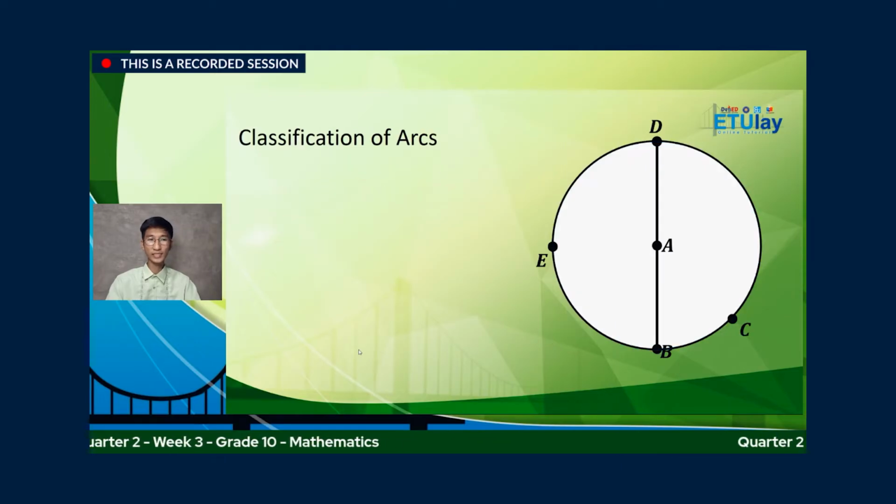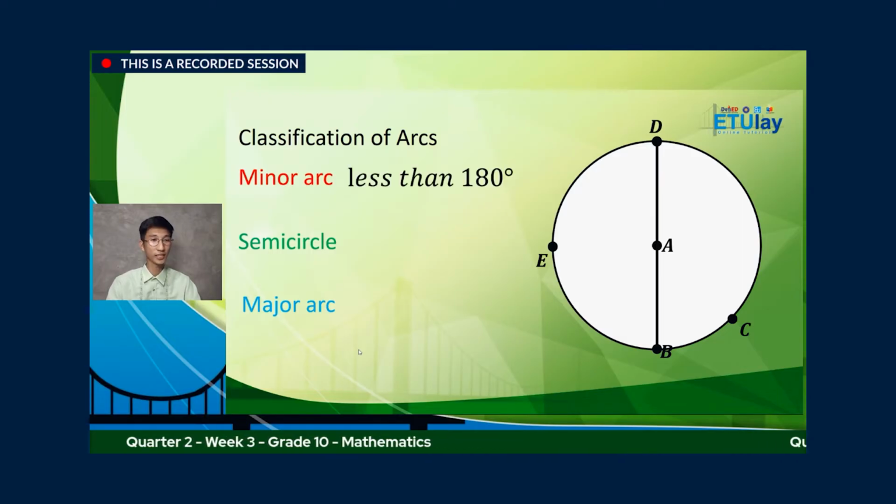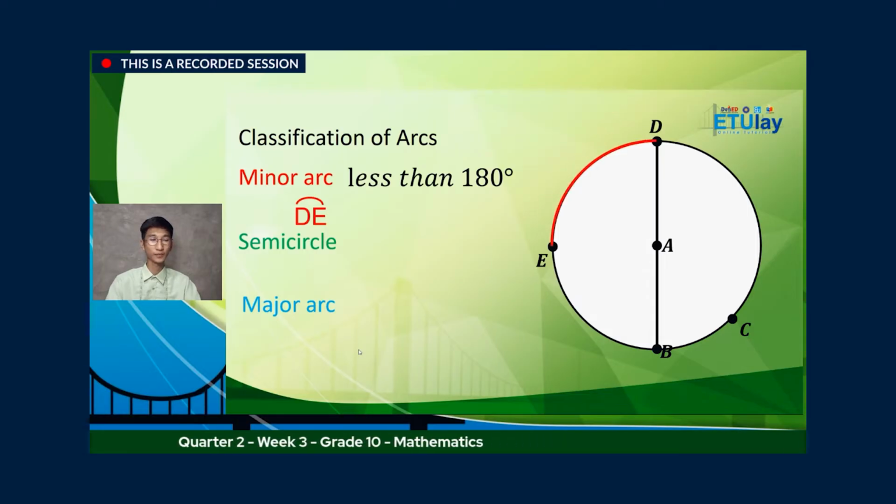So we can classify arcs into 3. We have minor arc, semicircle, and major arc. So ano ba yung pagkakaiba nila? Let us start with a minor arc. When we say minor arc, it measures less than 180 degrees. And an example of minor arc is arc DE. So arc DE is an example of minor arc.